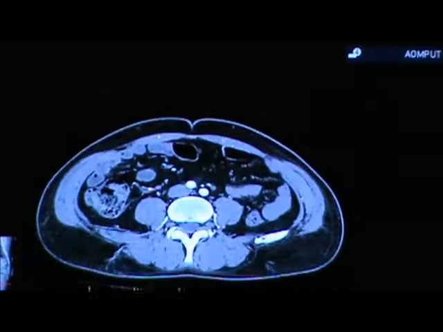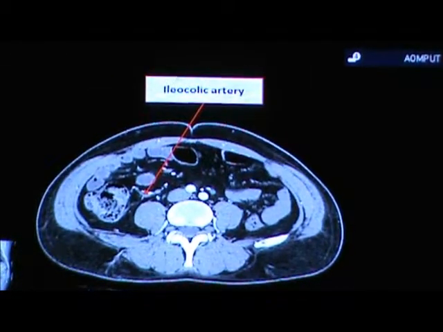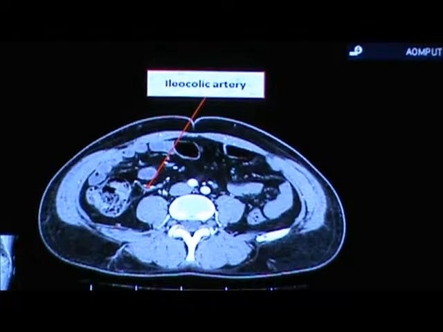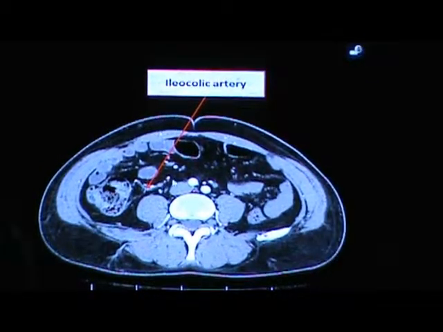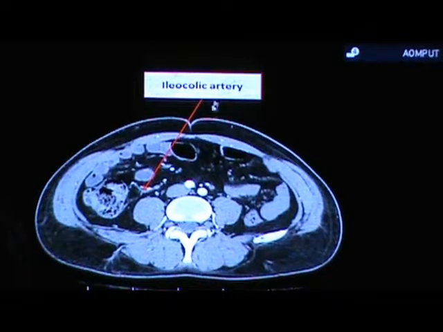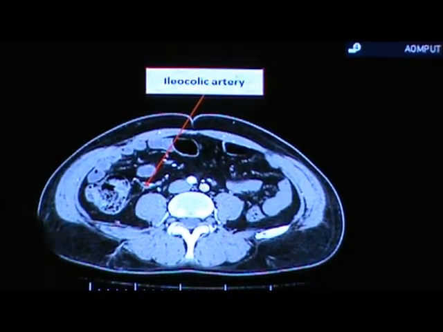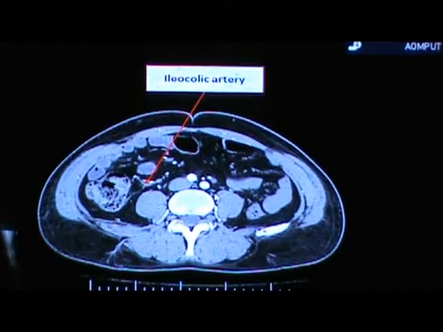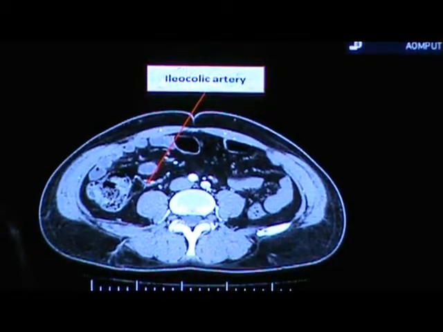And then the descending colon. This is the cecum, and those are veins and arteries approaching it. So this is the ileocolic artery. At this level, the abdominal aorta already branched into the common iliac arteries. So we have a left and the right one here.